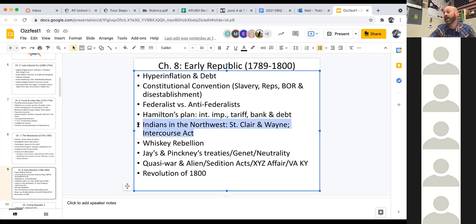Then we've got the foundation of our relationship with Native Americans in the West. A lot of people thought, well, now that the revolution's done, we're going to have peace with the Native American tribes because they don't have this big ally anymore. But the British would always be meddling in American affairs, equipping, arming, and training Native American tribes in the Northwest.